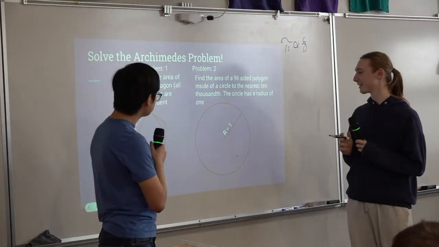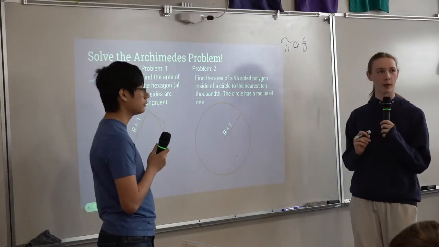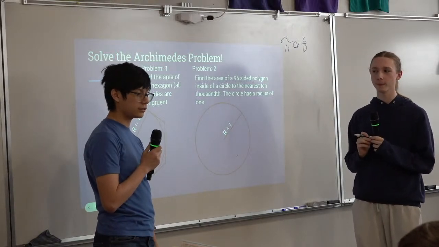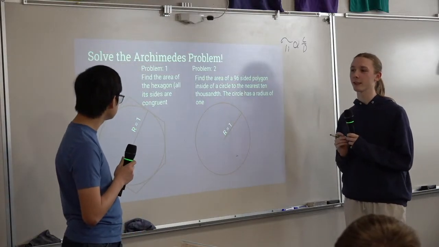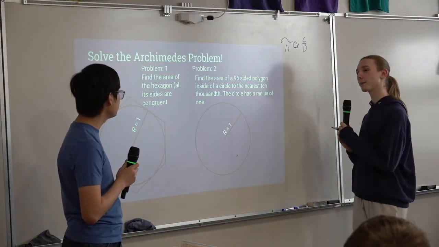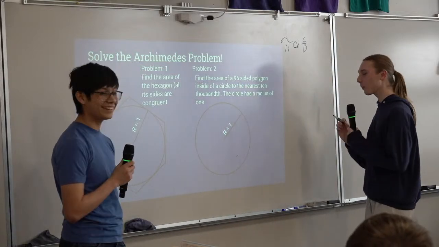You're welcome. The 96-sided polygon is not pictured because it will look like a circle, because there's a lot of sides. There is a lot of sides of 96. How many sides are there? What's the angle of each of them?